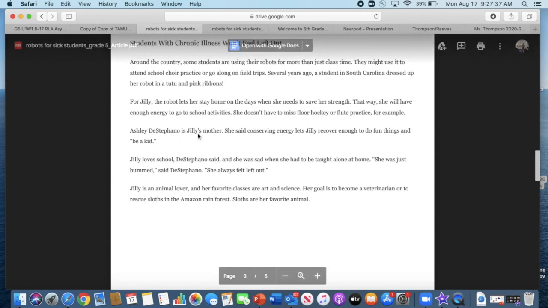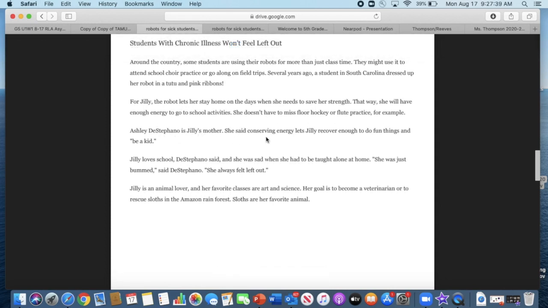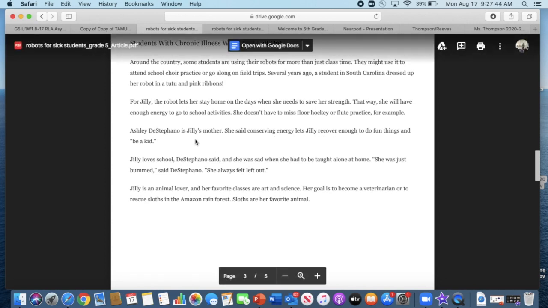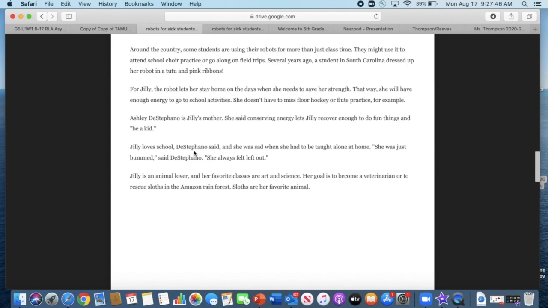Ashley DeStefano is Jilly's mother. She said conserving energy lets Jilly recover enough to do fun things and be a kid. Jilly loves school, DeStefano said, and she was sad when she had to be taught alone at home. She was just bummed, said DeStefano. She always felt left out. Jilly is an animal lover, and her favorite classes are art and science. Her goal is to become a veterinarian or to rescue sloths in the Amazon rainforest. Sloths are her favorite animal.